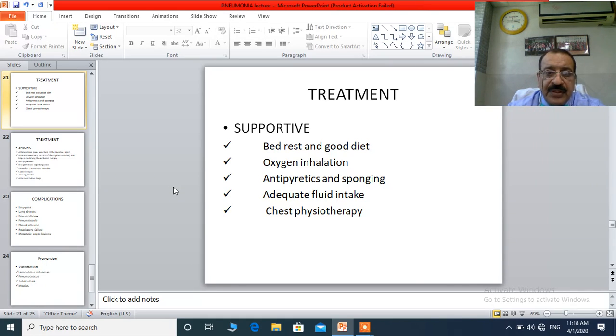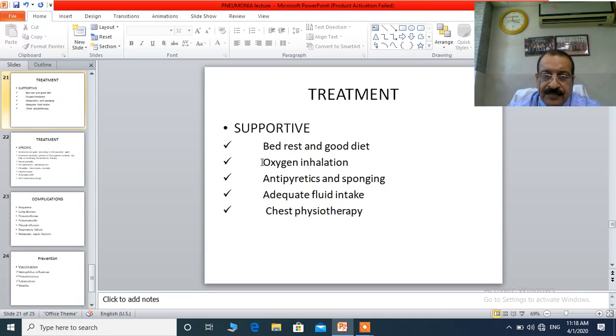The treatment of pneumonia can be categorized into two groups. One is the supportive treatment and one is the specific treatment. The supportive treatment is, of course, the bed rest, good diet, give palatable, soft diet to the children, having good taste.